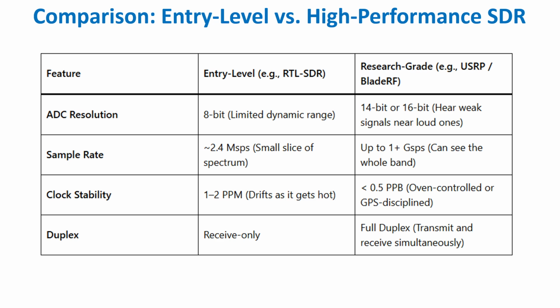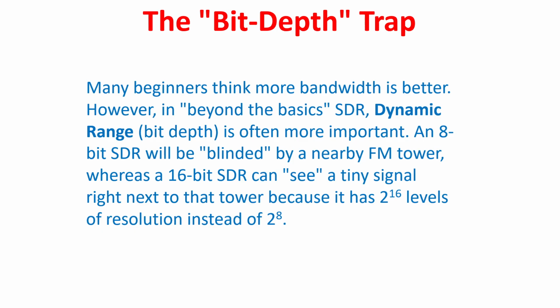We have full duplex analog radios like the IC-2730A radio which I have, which can transmit and receive for satellite operations. Many beginners think more bandwidth is better. However, in beyond-the-basics SDR, dynamic range or bit depth is often more important.